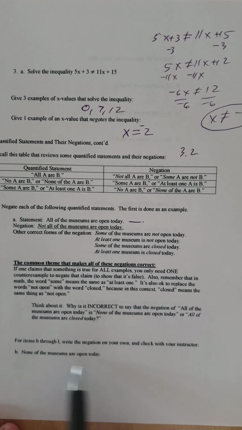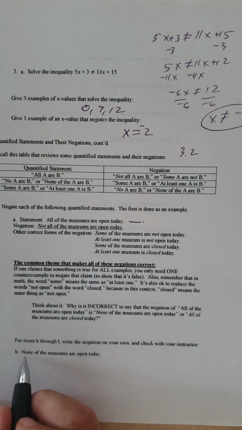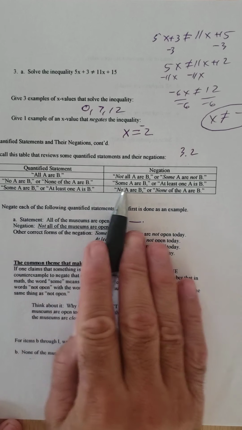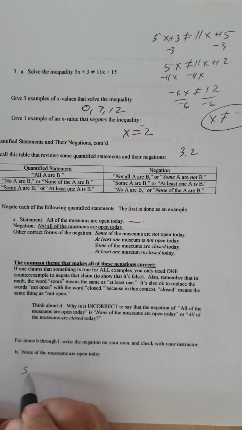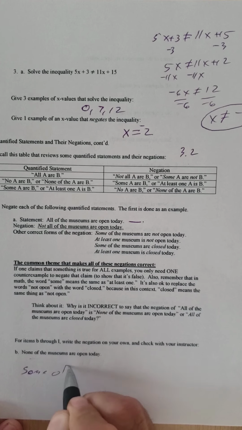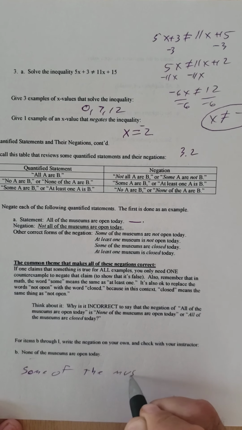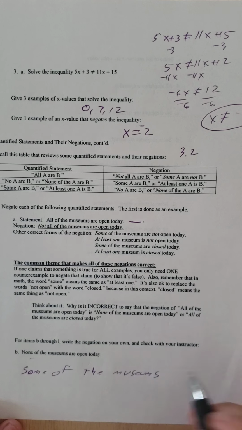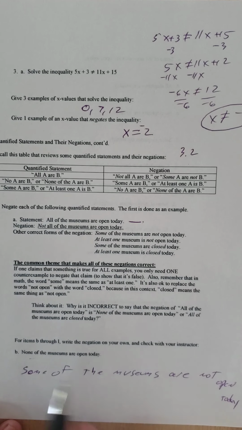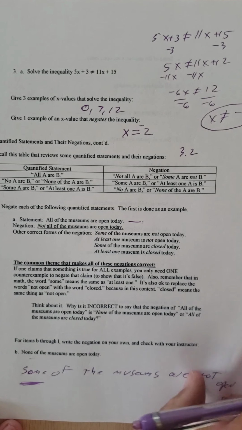Okay? So for these next ones, none of the museums are open today. Okay, this is a none. To negate a none, we use a some. So I'm going to say some of the museums are not open today. Okay? You could say some of the museums are closed. That's fine. That's what not open means. Okay? But I don't want to negate an all with a none. I absolutely want to use a some. Okay?